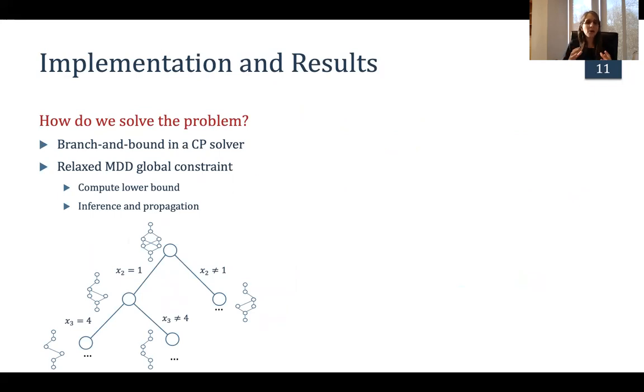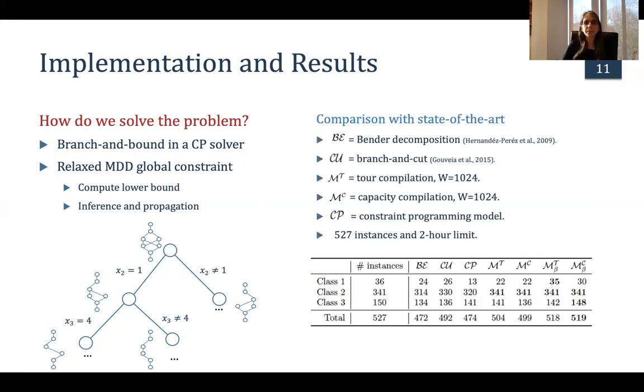So all in all, how do we solve this problem? We basically have a branch and bound procedure embedded in a CP solver where we implement the relaxed MDD as a global constraint that computes lower bounds and also does inference or propagation. So basically, the branch and bound procedure looks like what we see here in the figure. We modify the decision diagram during the search to get stronger bounds.